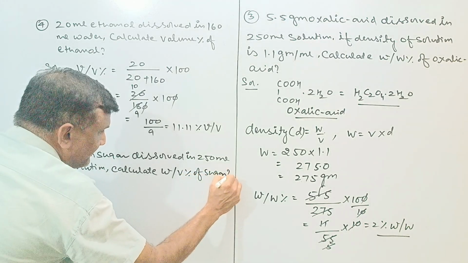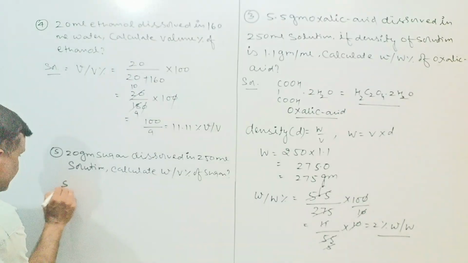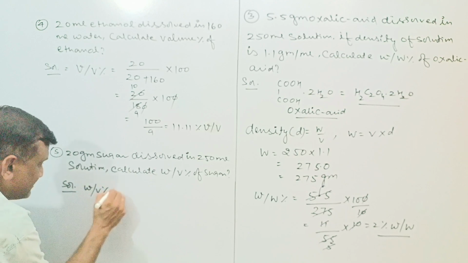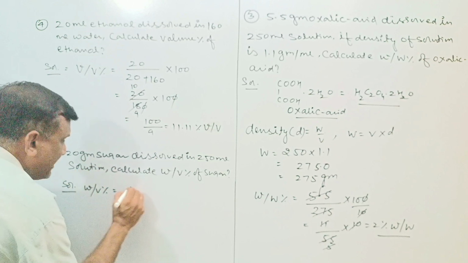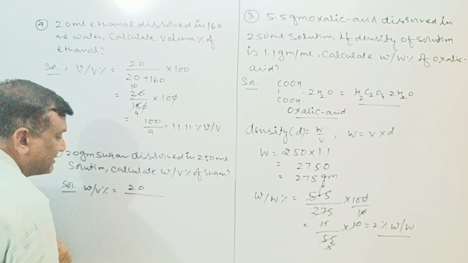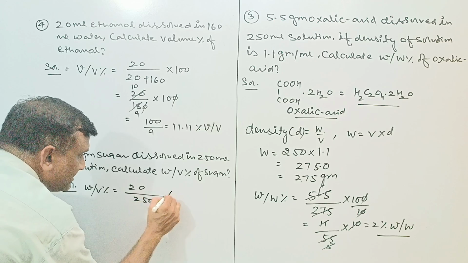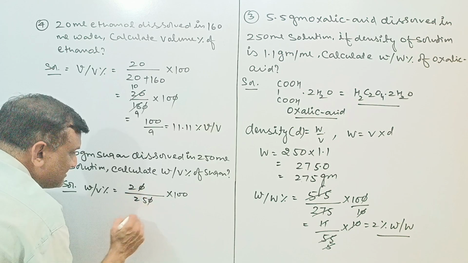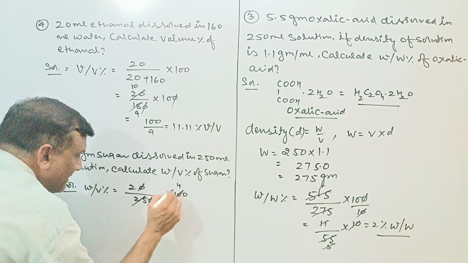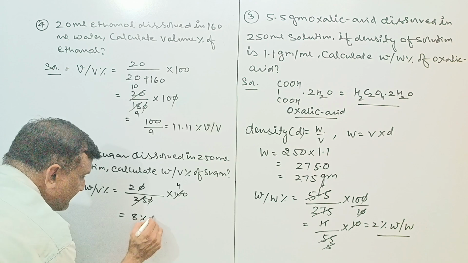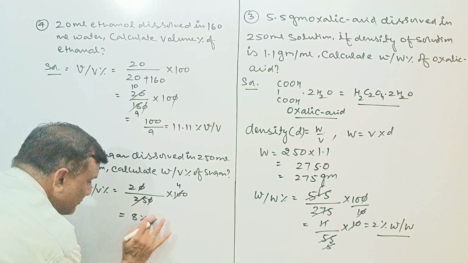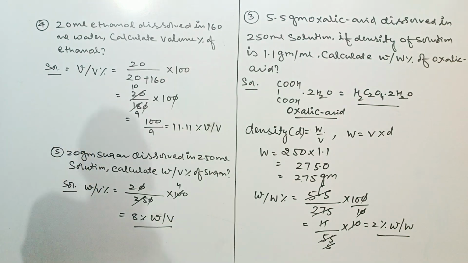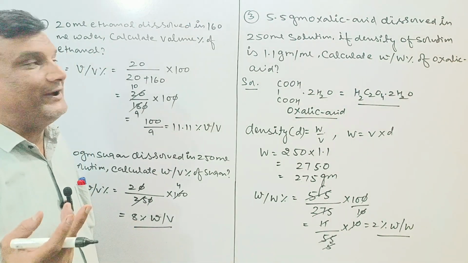It's not a typical job. It's very simple. This is the solution and this is the mass volume percentage. The mass of solute is 20 gram and the volume of the solution is 250. This is multiplied by 100. So the zero cancels, and this will be 8% mass volume percentage. So this was about question number 5.